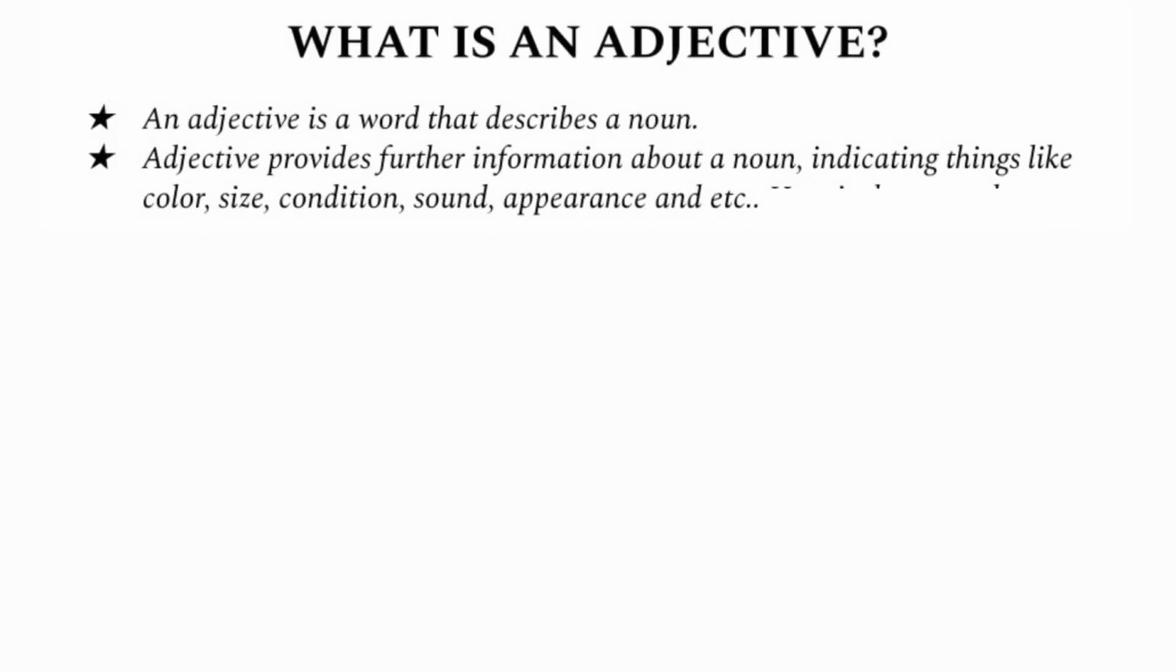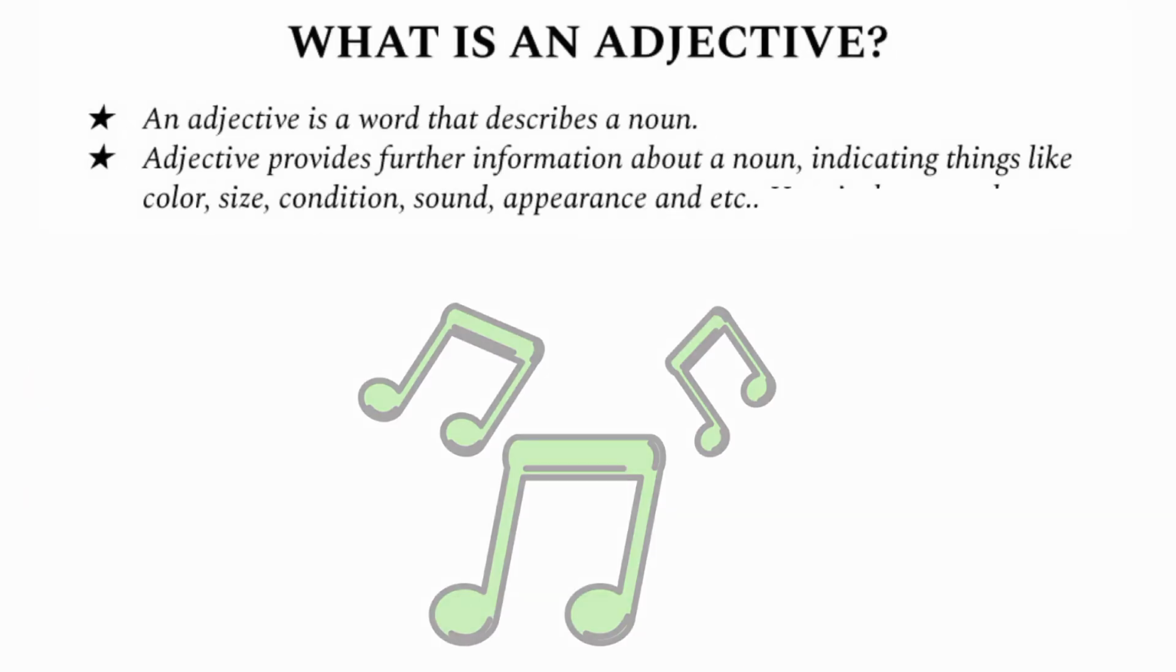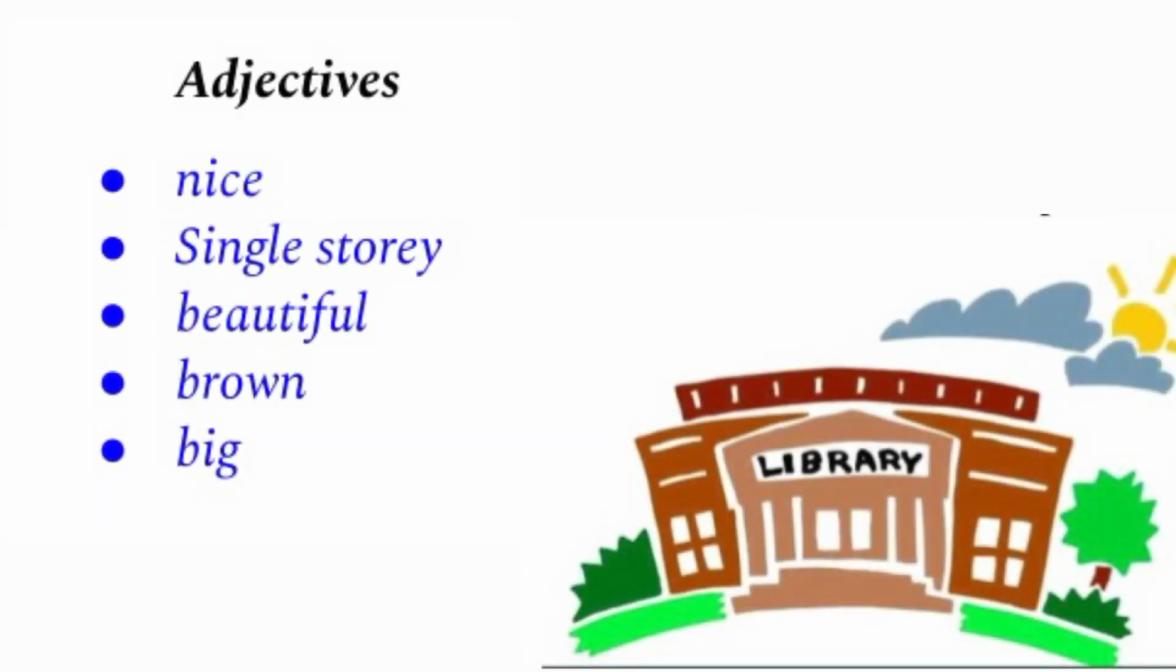Now we are going to see adjectives, indicating things like color, size, condition, sound, appearance, and so on. Here is the example. In this picture, it's a building. The building is the noun. We are giving more information about the building by using adjectives like nice building, single-story building, beautiful building, and big building. It's a simple building, but we are adding adjectives to give more meaning to the noun.